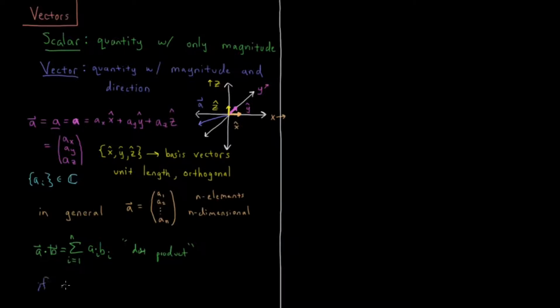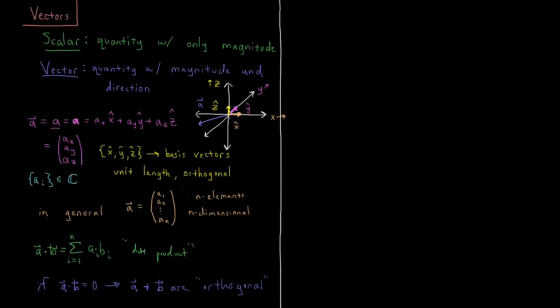So if the dot product of A and B is equal to 0, then we say that A and B are orthogonal. Okay, so that's another property that vectors can have if they are orthogonal to one another. So when we said x, y, and z are orthogonal to each other, these unit vectors, that means that their dot products would be 0.